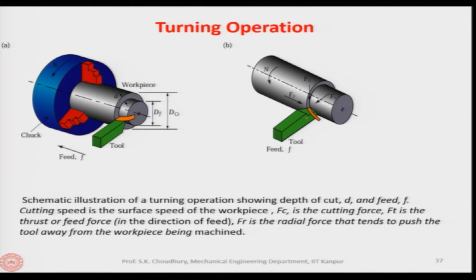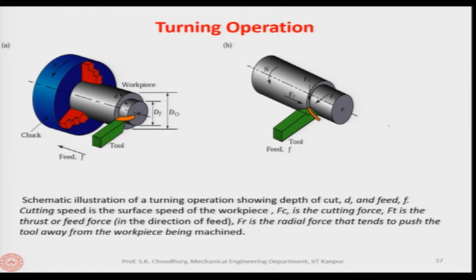During machining, there are 3 major forces acting. One is the cutting force, which is the major force, and there is a thrust force which is the combination of the radial force and the feed force. This is the direction of the feed force, along the direction of the feed, and perpendicular to that is the radial force. The radial force will try to push the tool away from the workpiece, and the cutting force is vertically located.